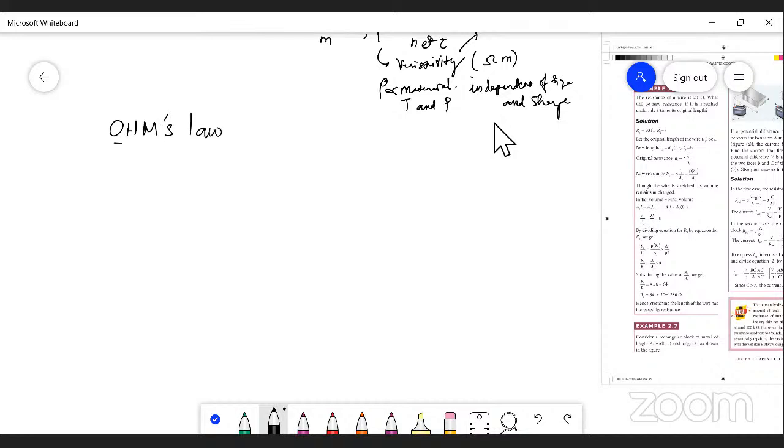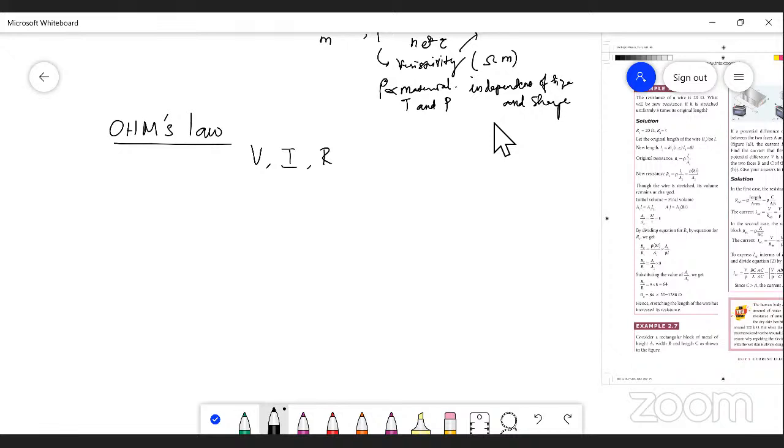George Simon Ohm, a German scientist, brought out a relationship between the applied voltage, the current flowing through the conductor, and the resistance of the material wire. He brought out the relationship between these three physical quantities based on the relation we have obtained in the microscopic model of electric current: J vector equals sigma into E vector. From this expression, we are going to derive Ohm's law.